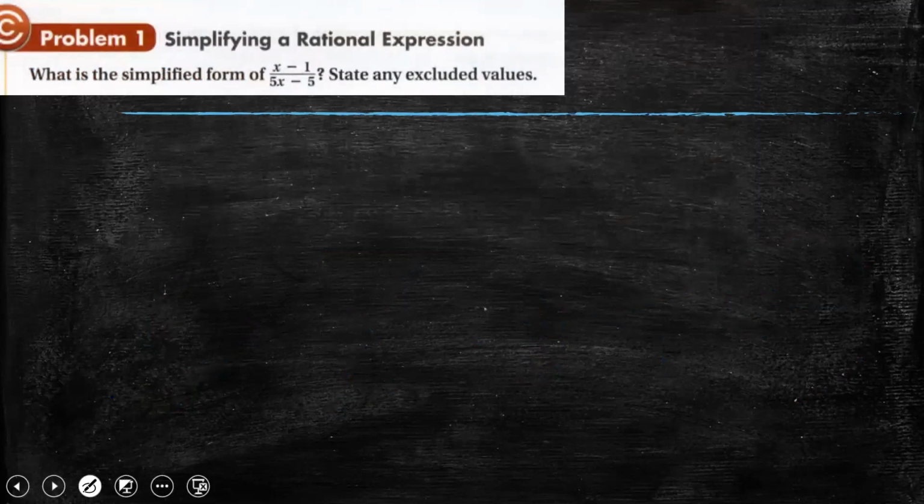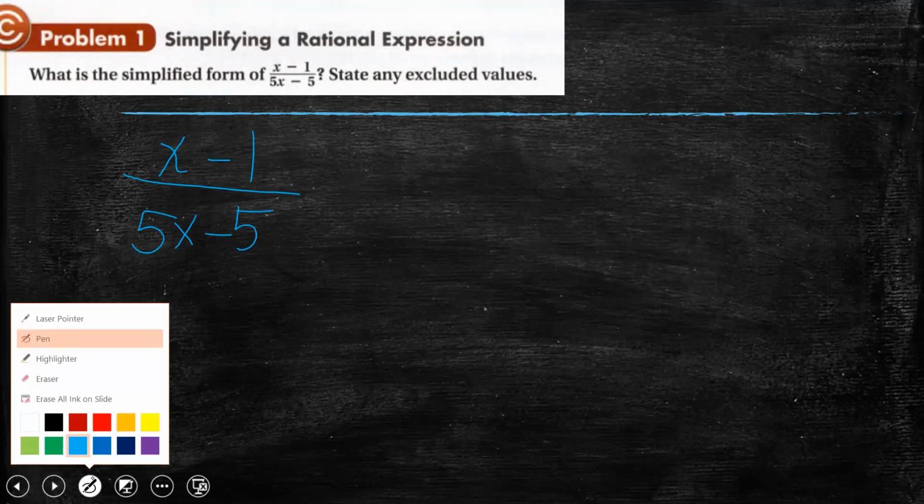Let's look at this example here. When you have to simplify, you can take a common factor or factorize it. If you have a quadratic expression, or quadratic equation, you have to factorize it, or take a common factor. These are the most common ways to simplify the rational expression. Now, we have x minus 1 over 5x minus 5.